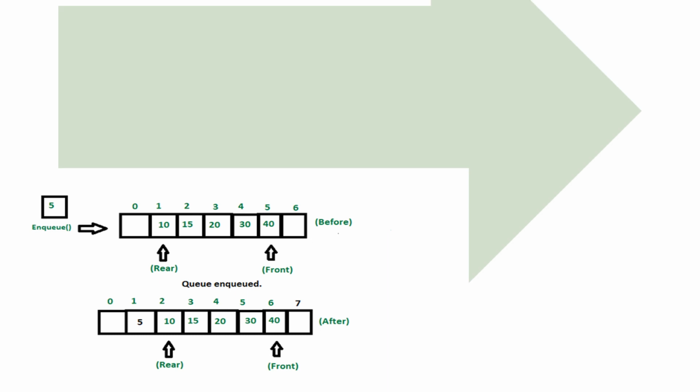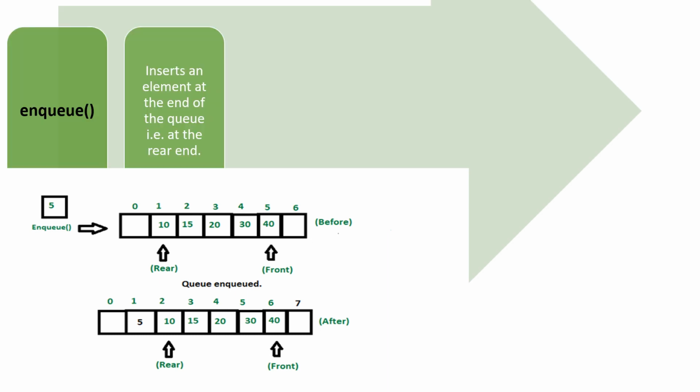We can see them in detail one by one. First, we can see the enqueue, which inserts an element at the end of the queue, that is at the rear end. The enqueue is done at the rear end.